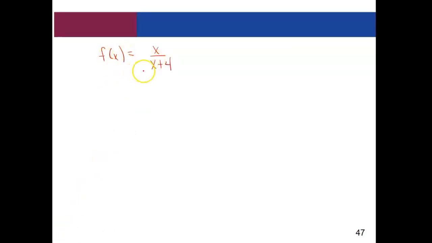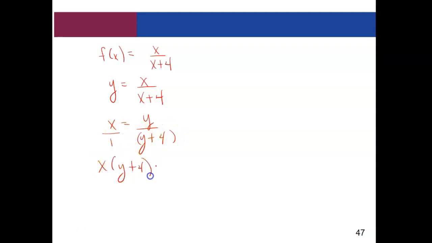Okay, on this one, what you should have done first is to replace the f of x with the y. Then we're going to switch the x and the y. We're going to cross multiply. So I'll have x times y plus 4 equals y. Distribute.